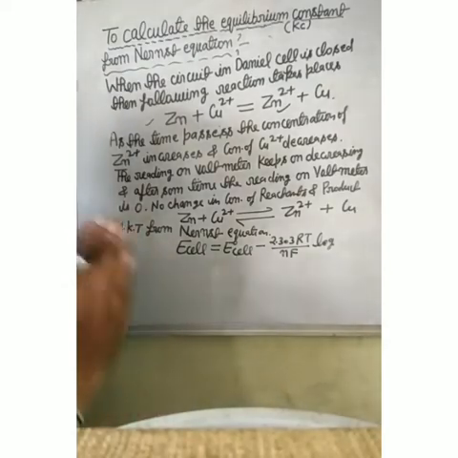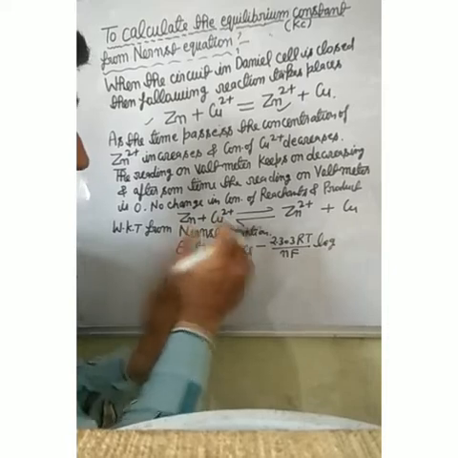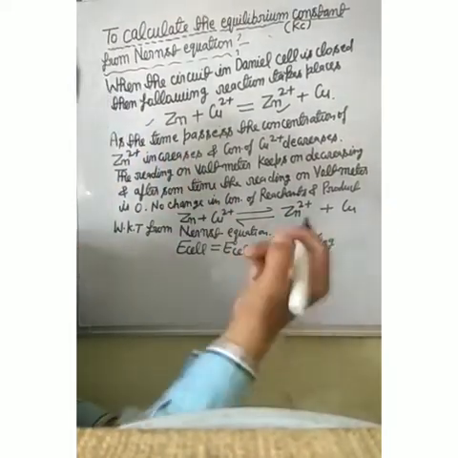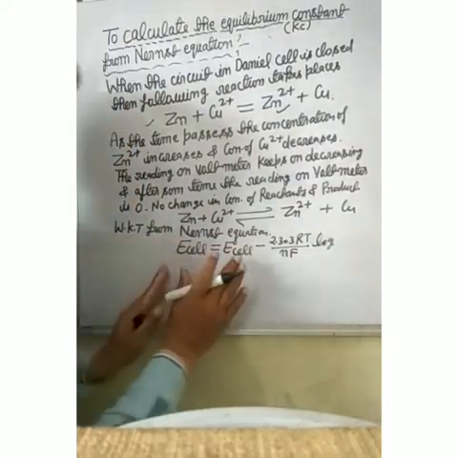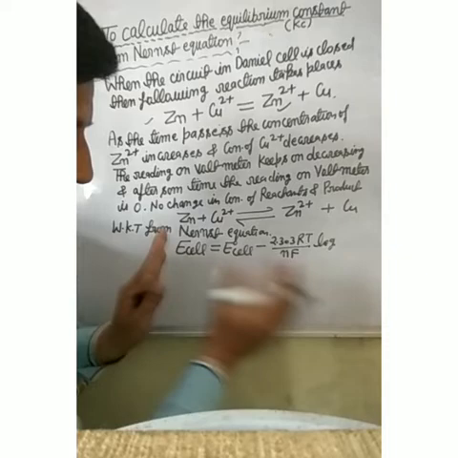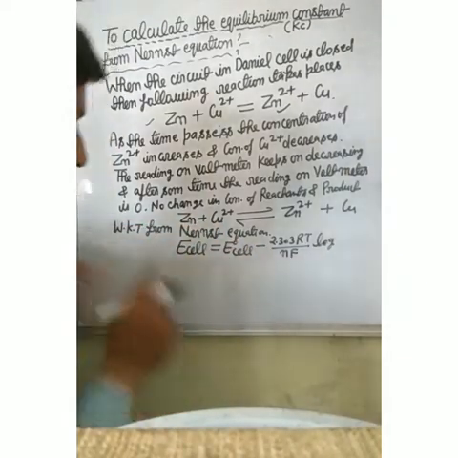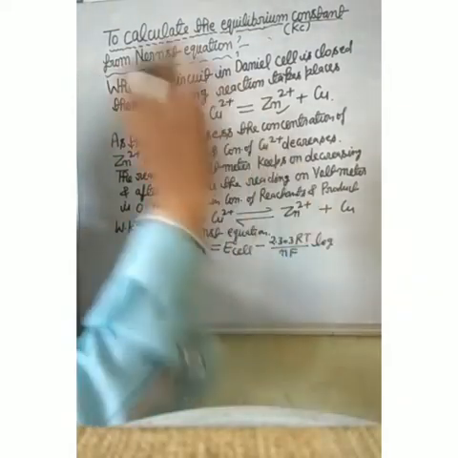Student, you have to see all lectures. If you are seeing only this lecture, then it is not possible to understand all the points clearly. So you have to see everything from the starting point of the chapter. E cell is equal to E naught cell minus, this is the Nernst equation. If you read it, then you know that this is the Nernst equation. Otherwise, you will create a lot of problems. So from the Nernst equation, we know that. I have told the Nernst equation in my previous videos.